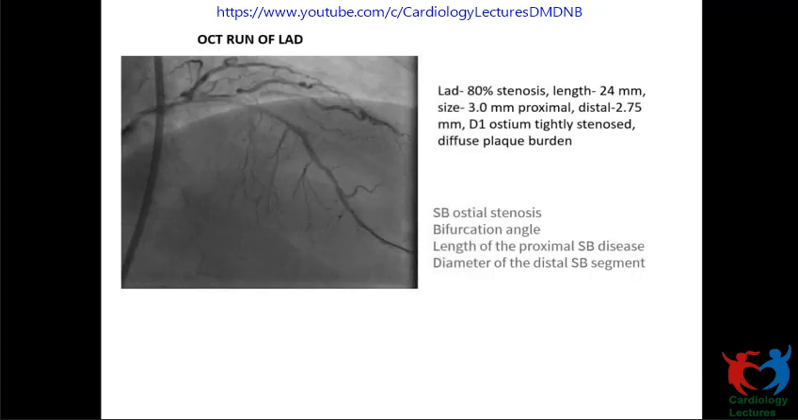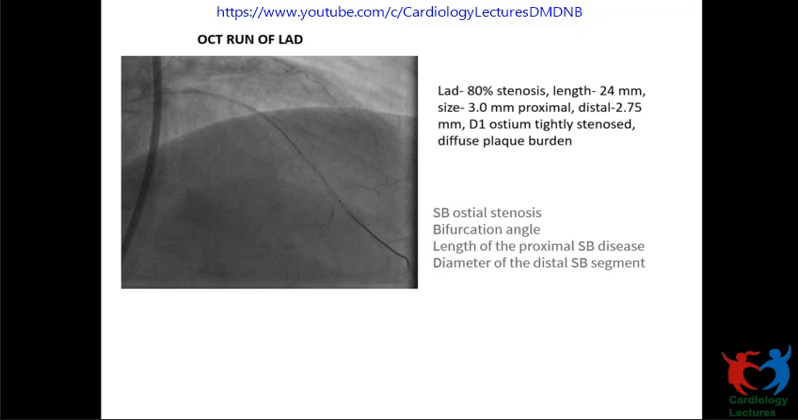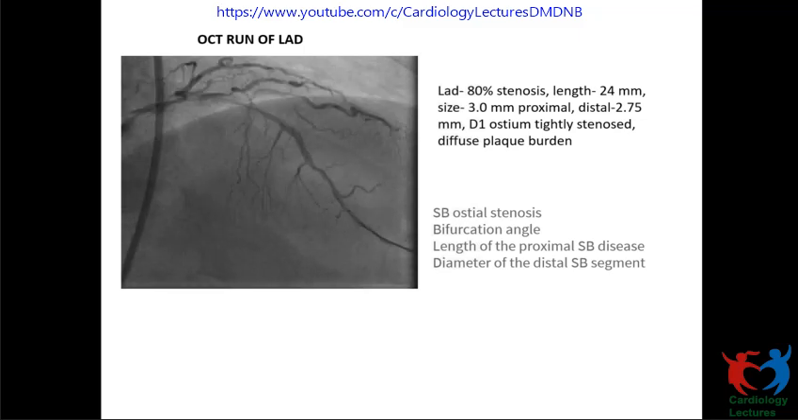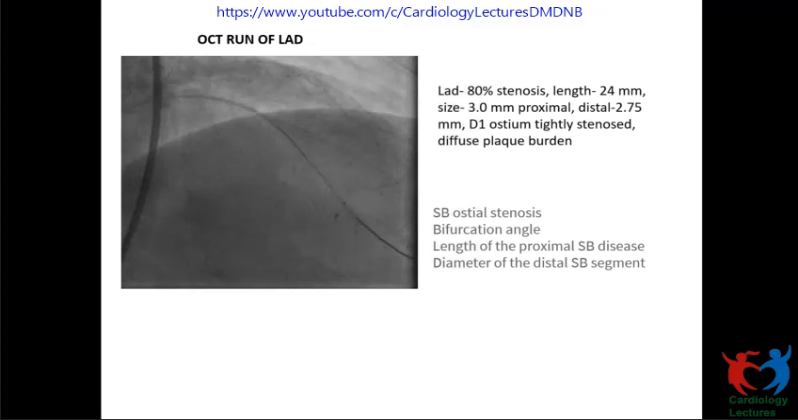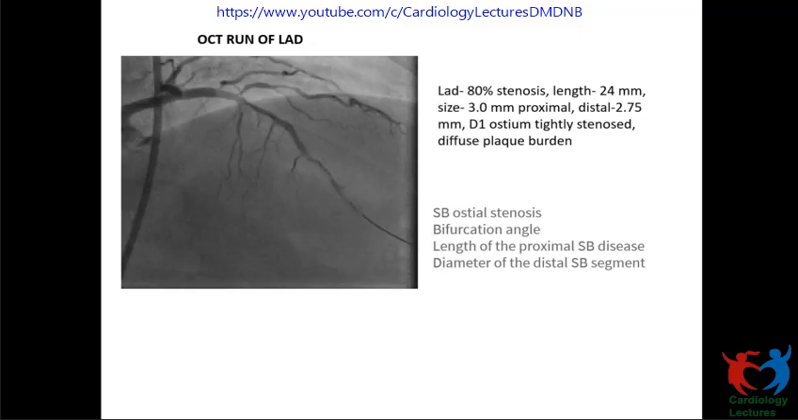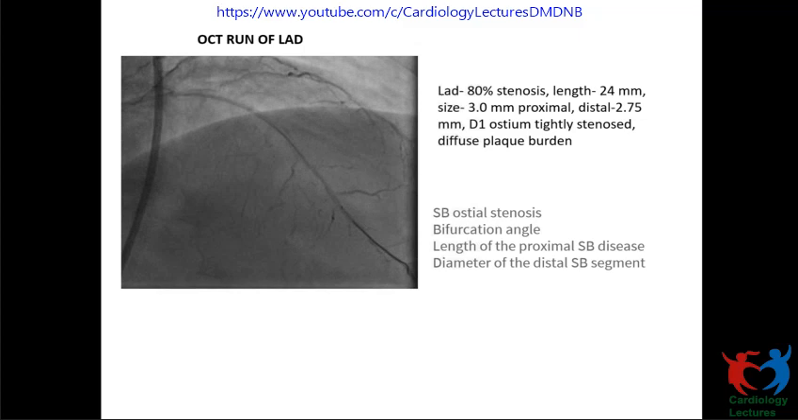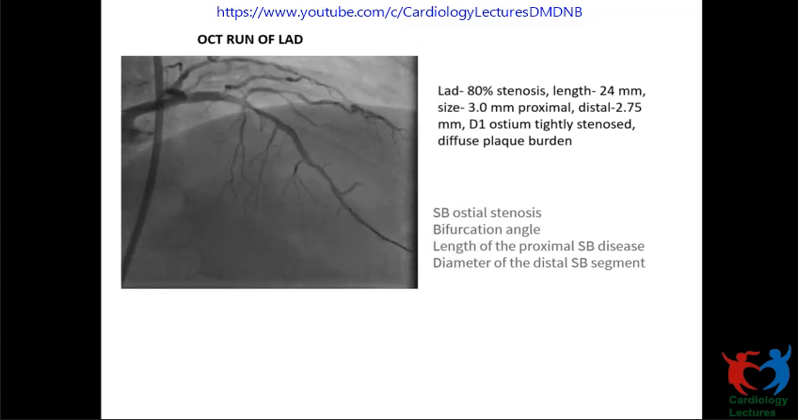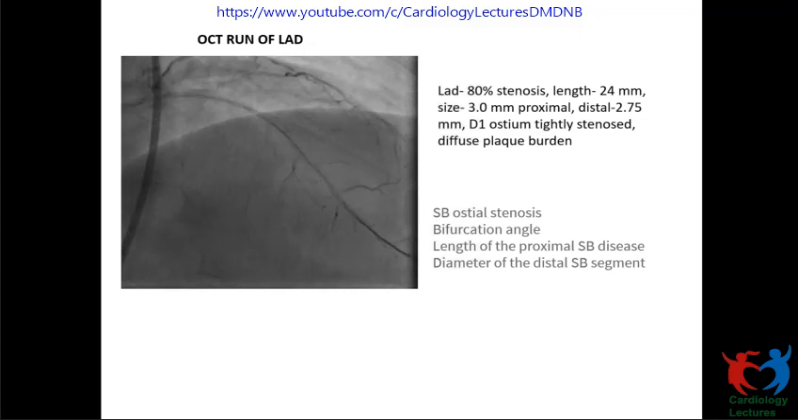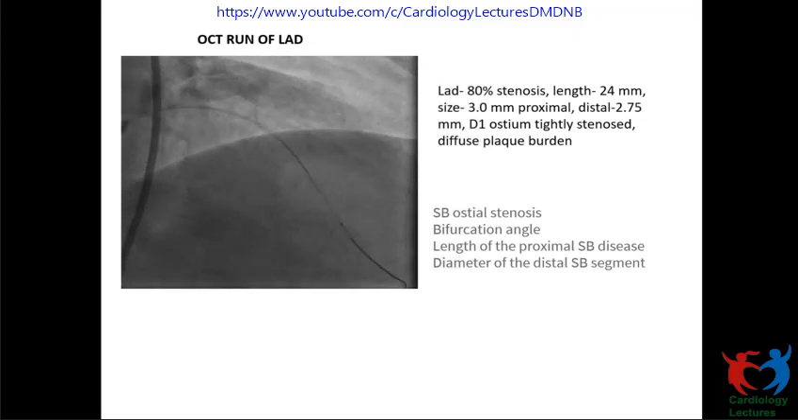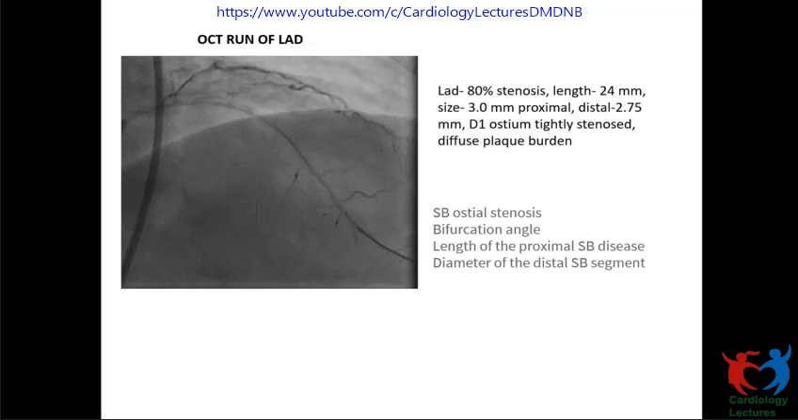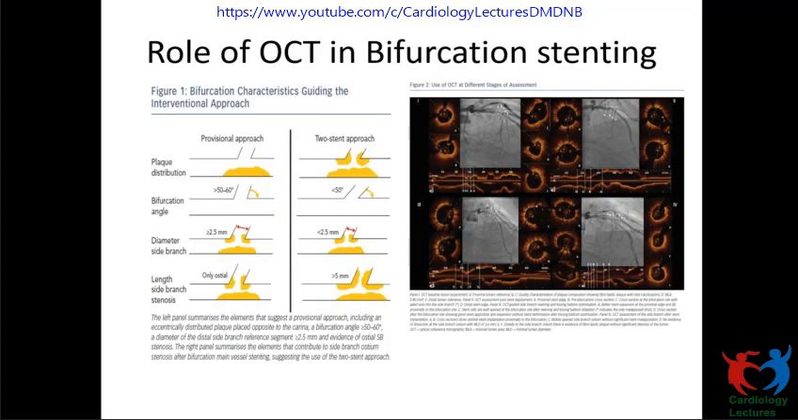So first, we decided to go for an OCT of the LAD. That was mainly to see whether the distal disease in the LAD was significant, and secondly to see the landing zones. We were not sure because the LAD looked diffusely diseased even in the mid part. At the same time, we were not sure whether we could do an OCT of the diagonal. If we could have done it, it would have given us much better results. But we could do an OCT of only the LAD. This is the role of the OCT in the bifurcation.